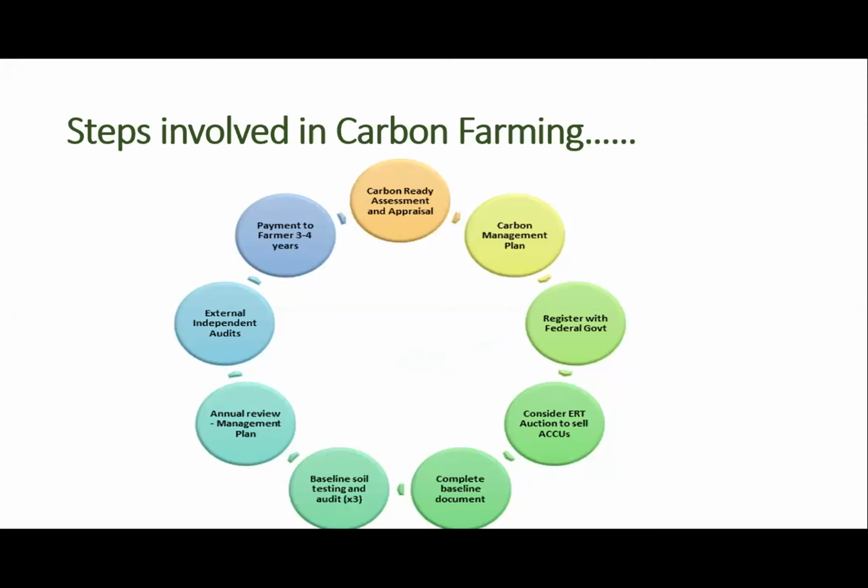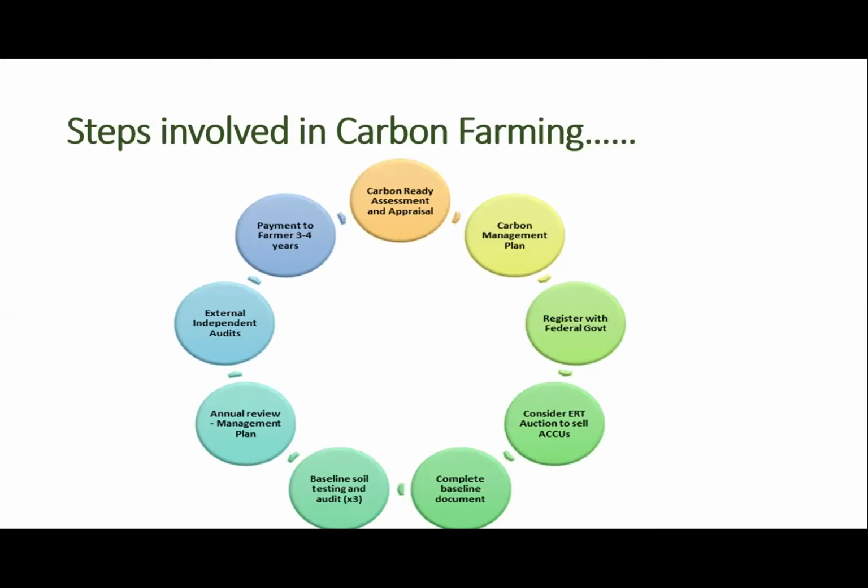So I just wanted to cover, because I know there's been a lot of questions around this, the various steps that are involved in carbon farming. And I just tried to put it in a really simple diagram, but basically the first thing is to see if you're actually carbon ready and to do that initial farm assessment and appraisal. So have somebody come in and actually do that for you. I can talk about how you choose the right organisation to do that, but the initial step is just to have that conversation and see whether this is actually for you. Followed very closely, hopefully, by completing a carbon management plan to increase your soil carbon.